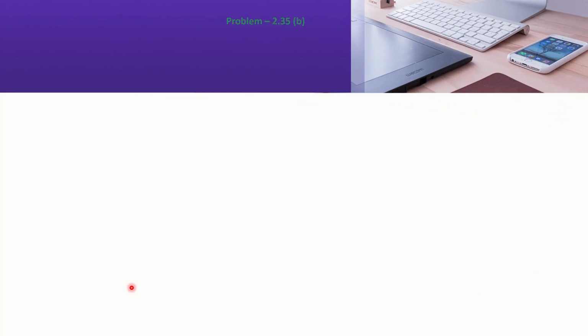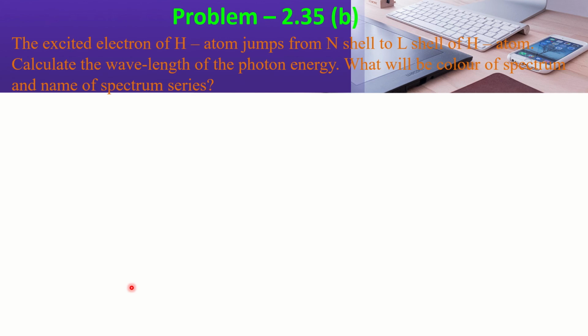Now another one, problem 2.35b. The excited electron of hydrogen atom jumps from N shell to L shell of hydrogen atom. Calculate the wavelength of the photon energy. What will be the color of spectrum and the name of spectrum series?